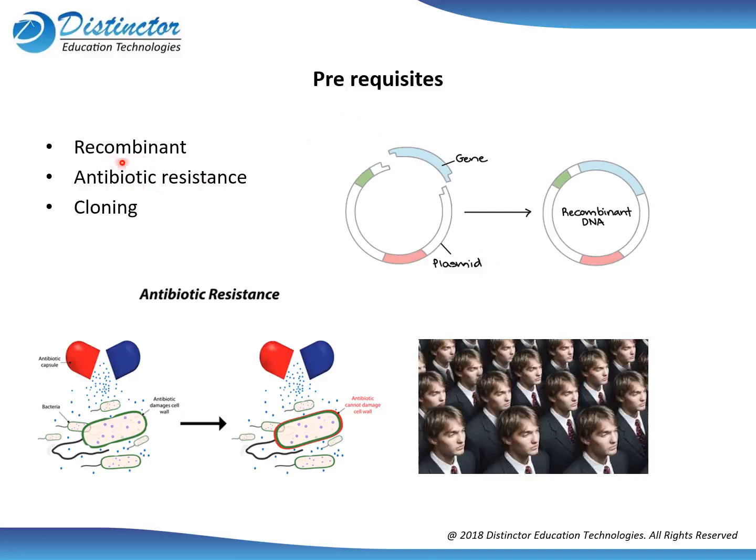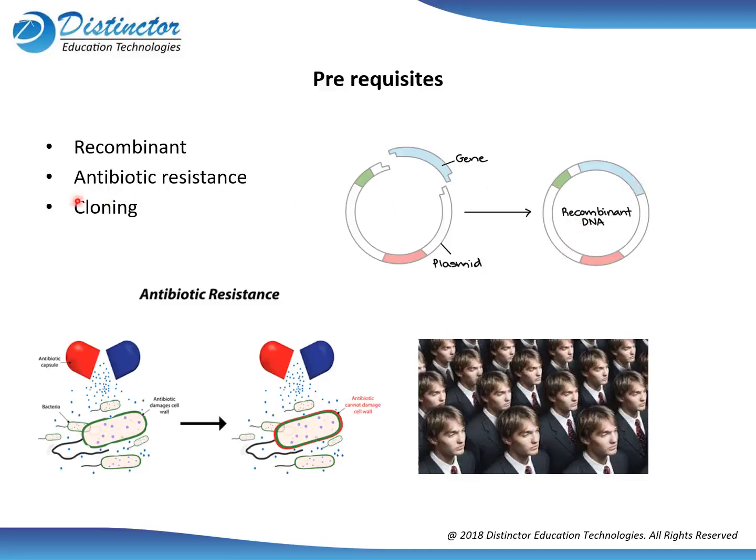What is a recombinant? Recombinant is nothing but we are going to recombine a particular genome. So this is one plasmid. We are going to cut one region and then introduce a gene, and this becomes a recombinant DNA. So this is a recombinant. A non-recombinant doesn't have our gene or gene of interest. When it is a recombinant, it has a gene of interest.